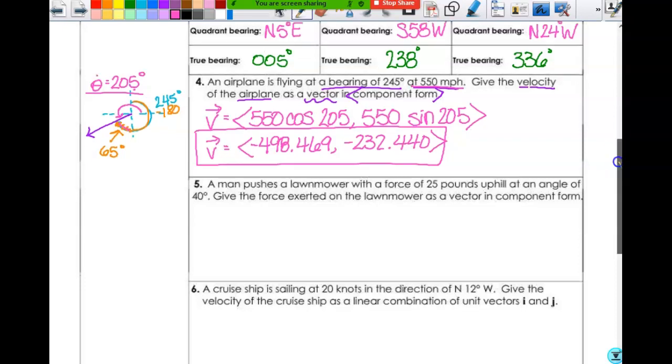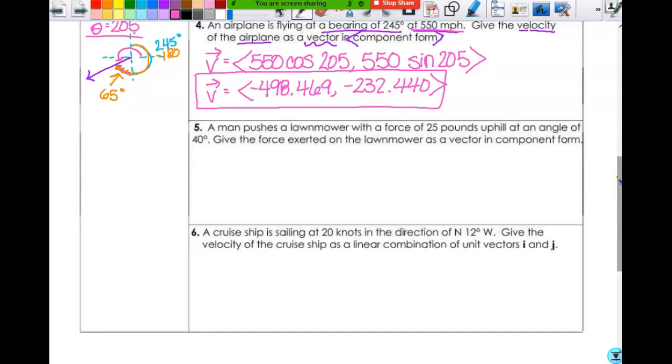Let's look at number 5. So this says, a man pushes a lawnmower with a force of 25 pounds uphill at an angle of 40 degrees. Notice it says nothing about bearing, and there's not a north, south, east, west. We're just going uphill at an angle of 40 degrees. And I want to give the force exerted on the lawnmower as a vector in component form.